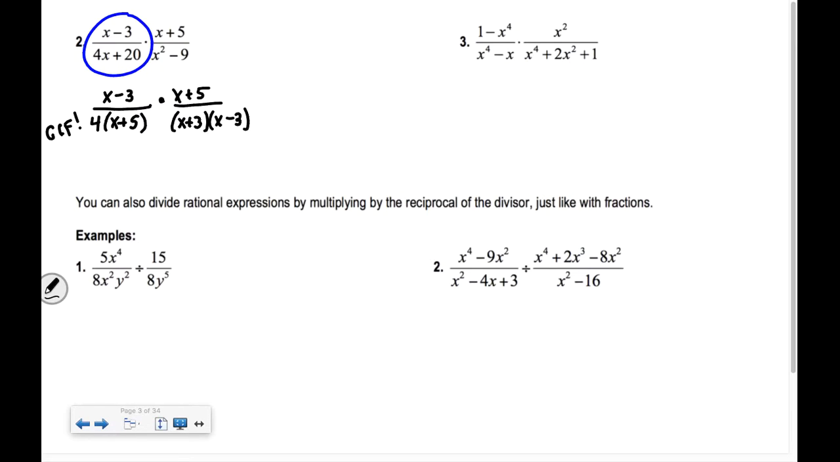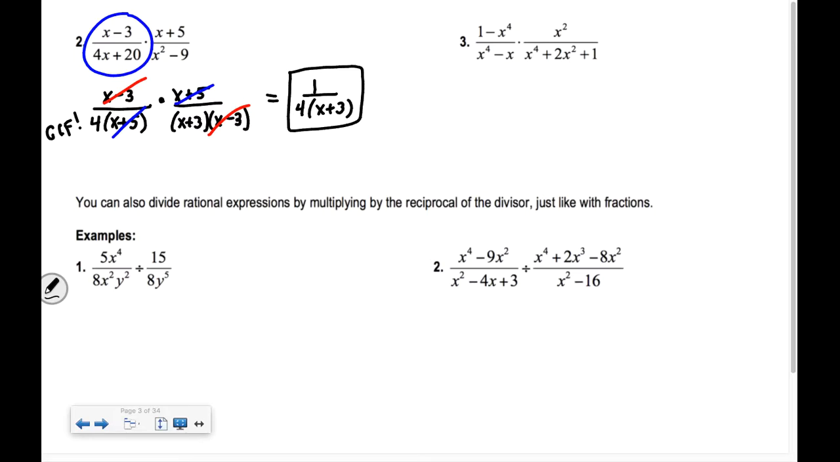That's the fun part. I always like canceling lots of things. All right, so we have x minus 3 and x minus 3. Those cancel. We have x plus 5 and x plus 5. Those cancel. Anything else? No, I've canceled everything on the top. Do I write 0? No, I write 1, just like fractions, right? Just like when you multiplied fractions, if everything canceled on top, we write a 1. So I have 1 over 4 times x plus 3. And I would just leave it like that.